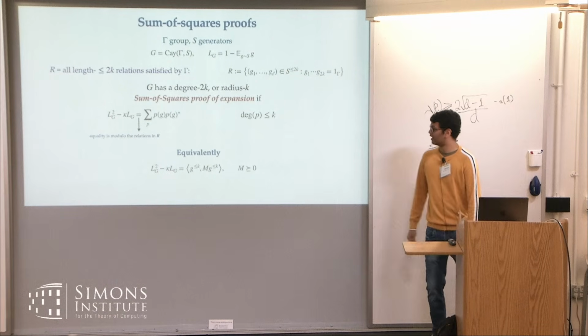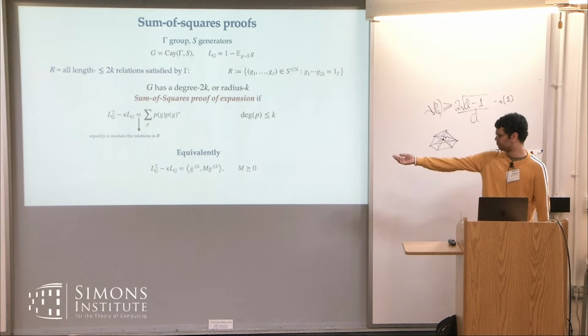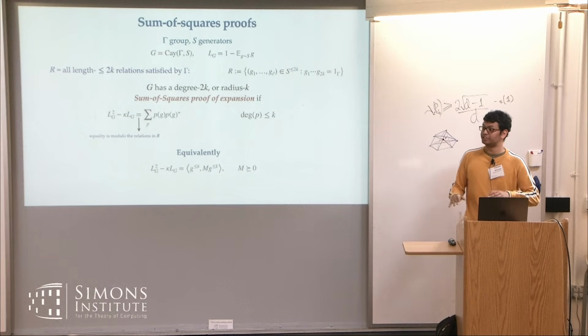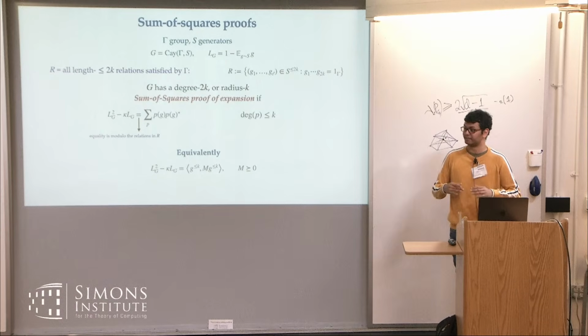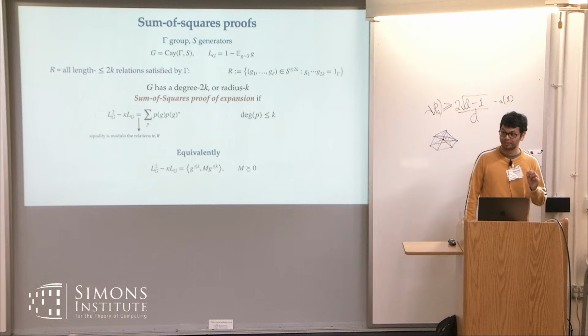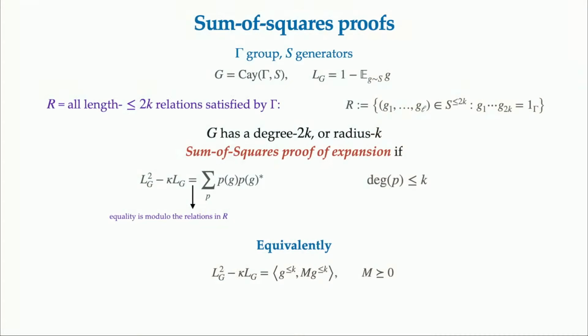Or equivalently, I get to write the expression on the left as some sort of quadratic form, where M is a PSD matrix, and G at most K you should think of as being all words of length at most K that I can write down using symbols in G. Now the nice thing about this is it's automatizable. It turns out you can actually write down a semi-definite program to find this particular matrix M.